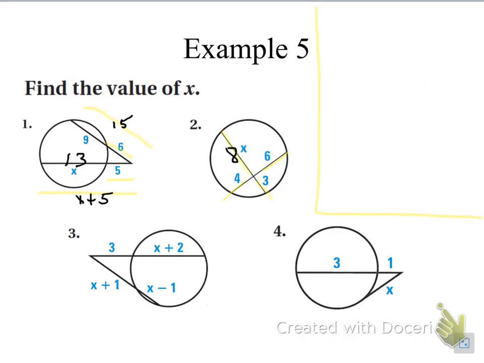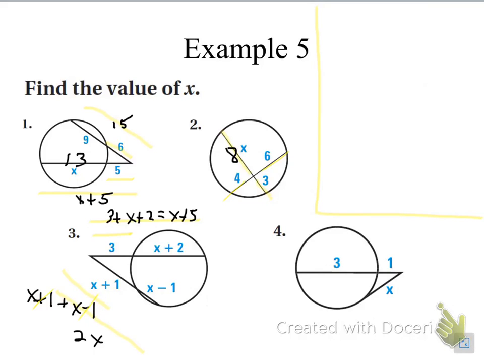Example 3, be careful, it's a segment of secants, and so we're going to use the same thing: external times whole thing equals external times whole thing. So let's do the whole things first. So I've got 3 plus x plus 2 here, which is x plus 5, and here I have x plus 1 plus x minus 1, and it turns out the plus 1 and negative 1 cancel out, and so I get 2x.